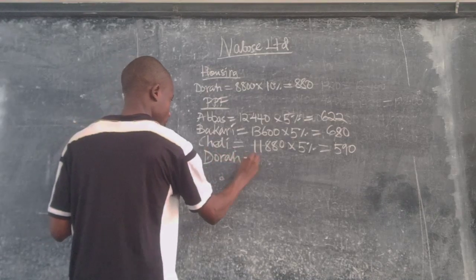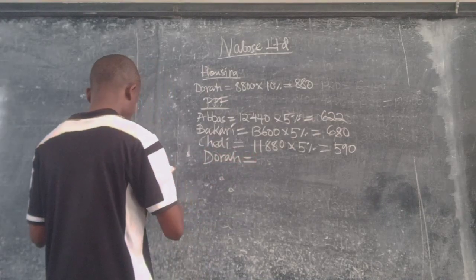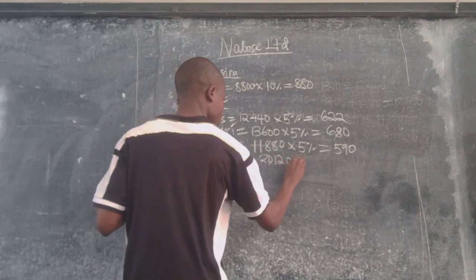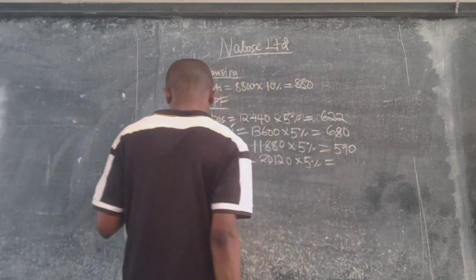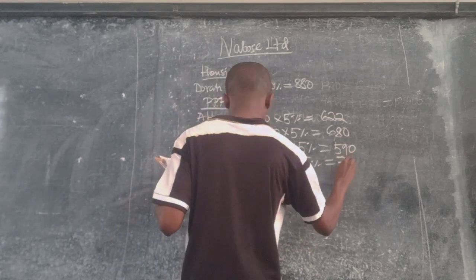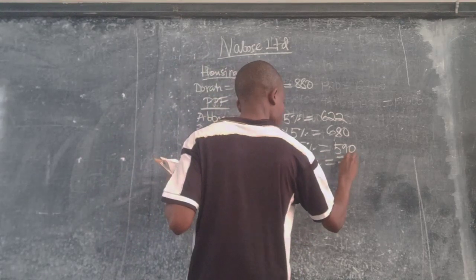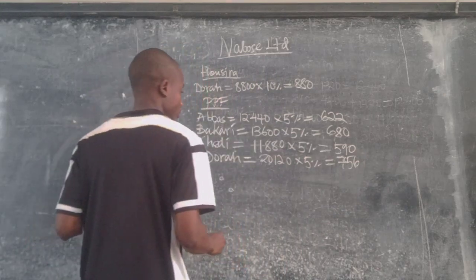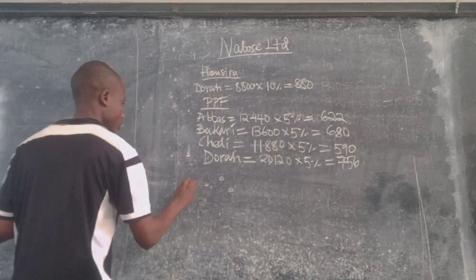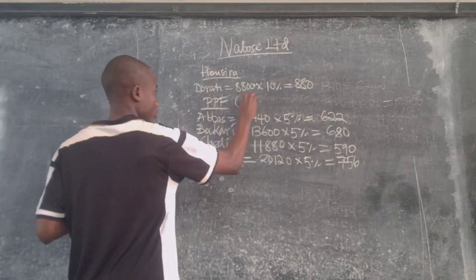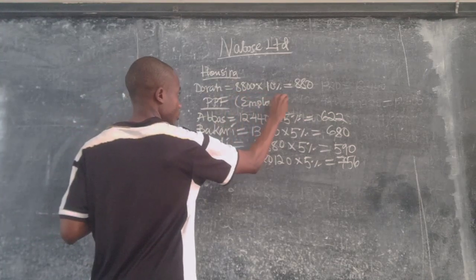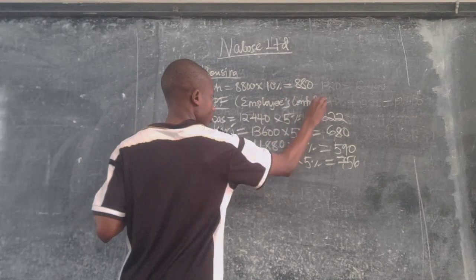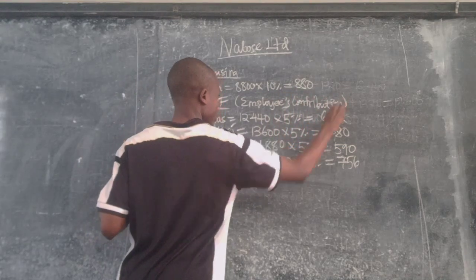For Dora, you will take Dora's gross pay. Do you remember Dora's gross pay? It was 20,120 times 5%. Your answer will be 756. So that is PPF for employees' contribution. You understand? That is employees' contribution. Remember, there is also employer's contribution.